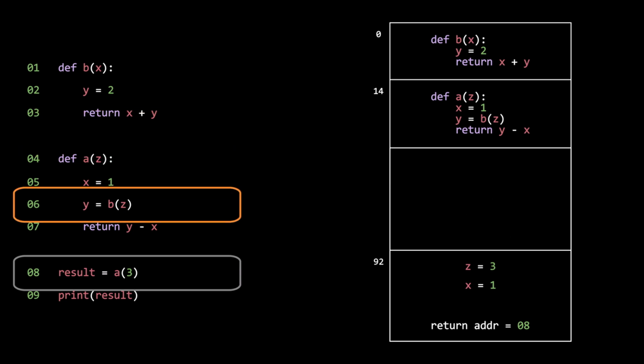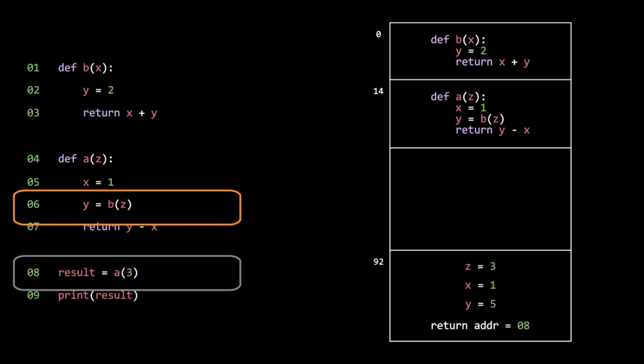So then we go back to here, and you can see that the stack frame has gone away because we're no longer executing b. So the top of the stack is now the a stack frame. And now we have everything we need in order to create that y local variable for the a function, because b of z is equal to 5. So we can create the y variable and set it equal to 5. So now that we know the value of x and y, we can compute the result of the a function, because the result of the a function is y minus x.